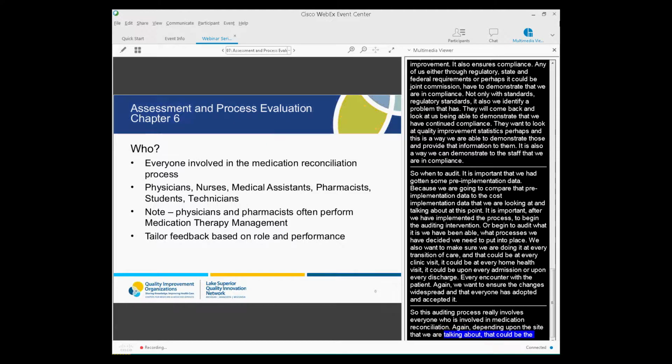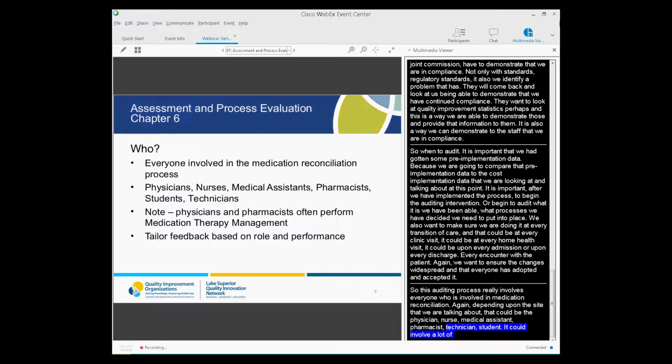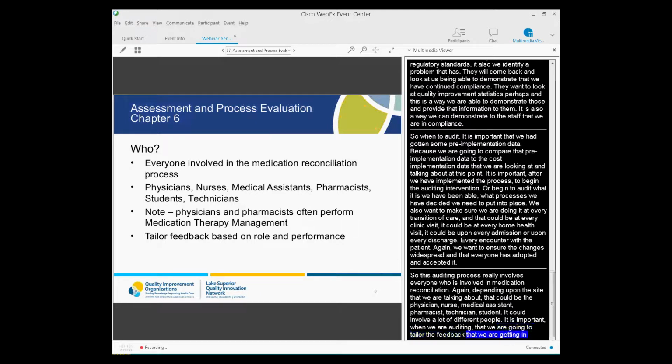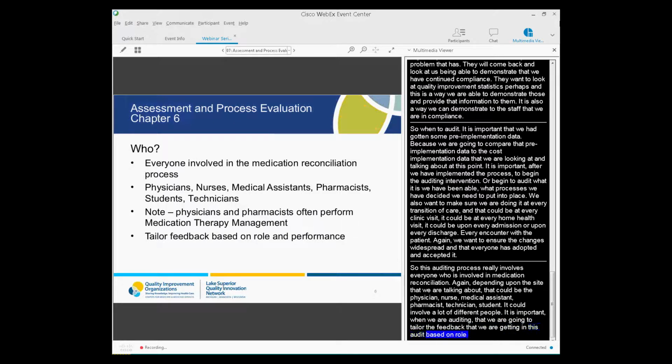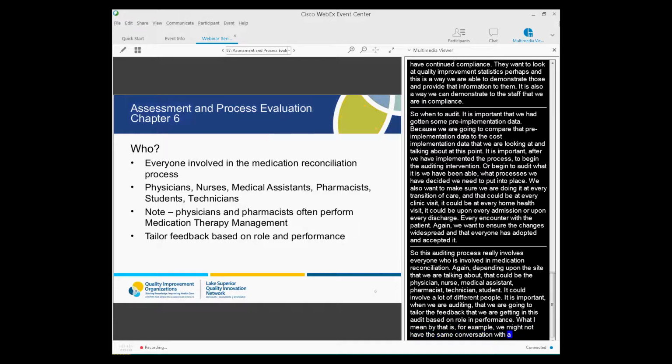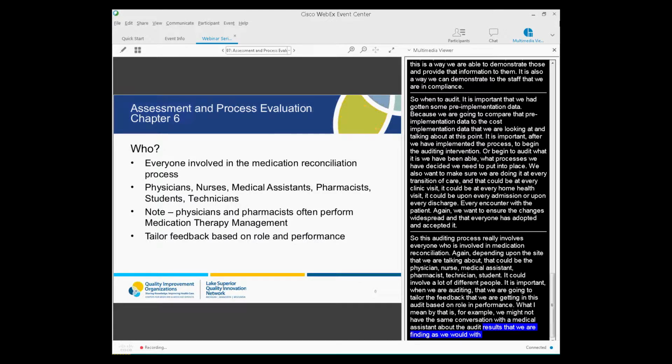And it's important when we're auditing that we tailor the feedback that we're getting in this audit based on role and performance. What I mean by that is, for example, we might not have the same conversation with a medical assistant about the audit results that they're finding as we would with a physician or a pharmacist. So again, tailor that specifically to role and performance.